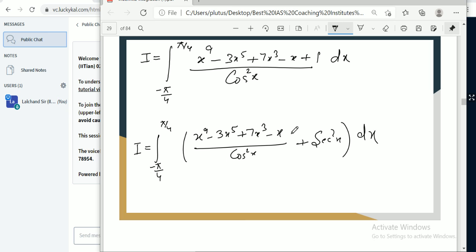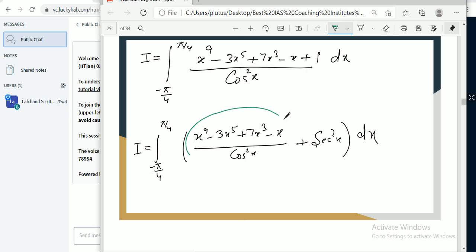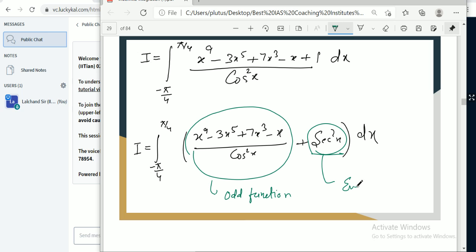So this part, if you try to solve this, this part is an odd function, and this part will be an even function, isn't it? Both of them. So this part is our odd function and this part is our even function. Okay, so if you simplify this, this integral will be 0.